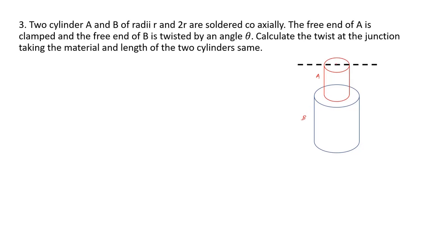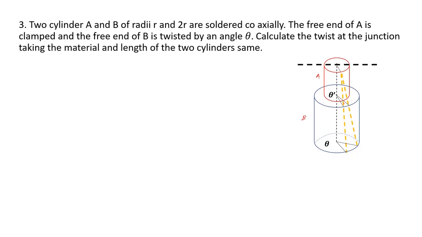and they are soldered coaxially, and the free end of A is clamped to a surface, and the free end of B is twisted to an angle theta. So, when the free end of B is twisted to an angle theta, the junction also twists to some angle theta dash. And we know that the torsional couple experienced by the two cylinders will be the same because they are reacting to the same external couple applied.